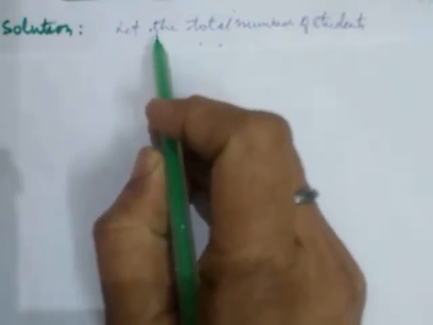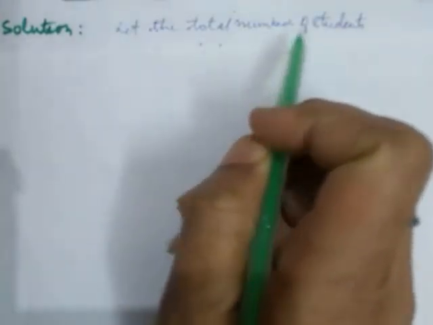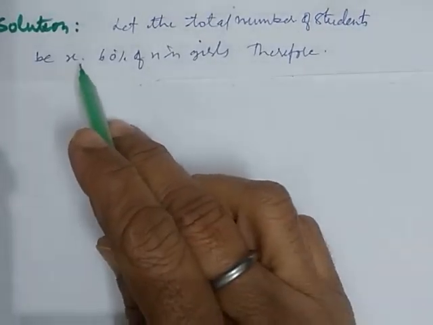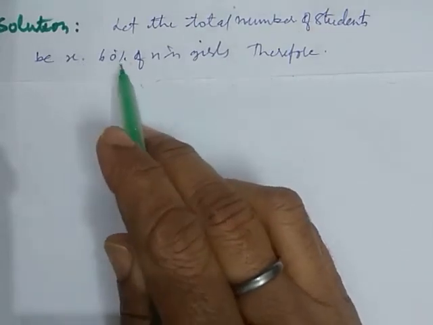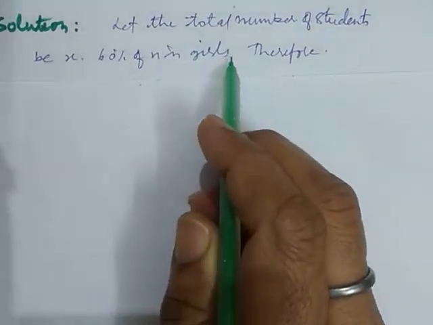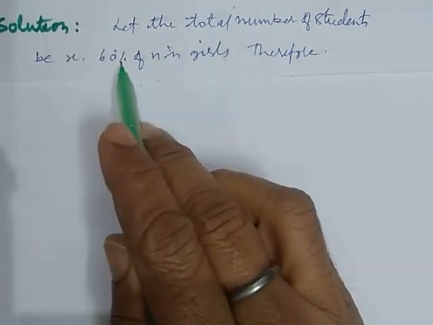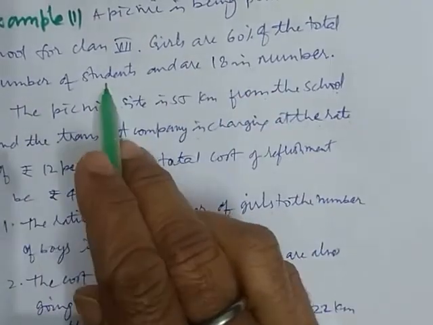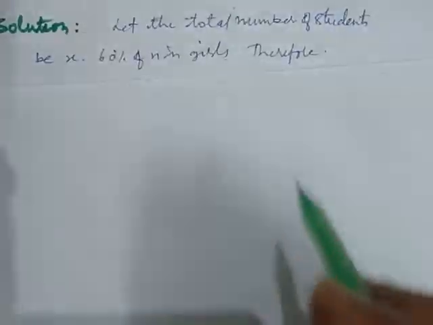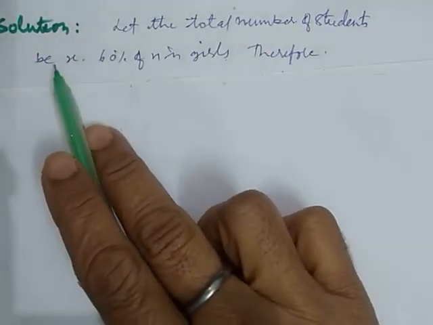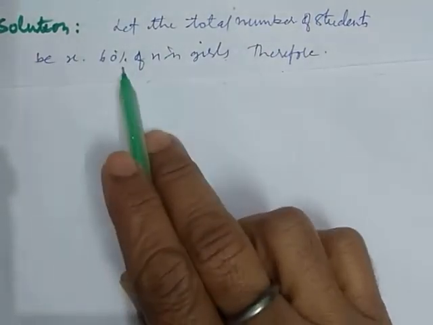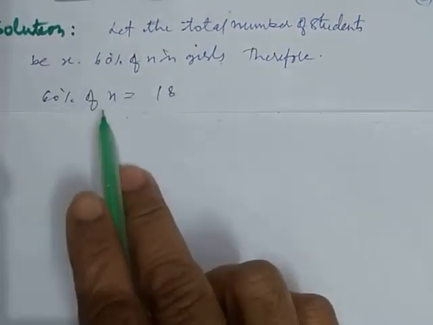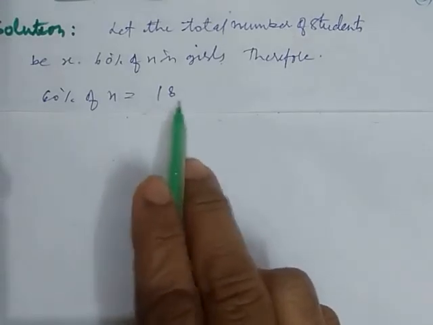Now we start. Let the total number of students be X, okay. 60% of X is girls. According to the question, the girls are 60%, okay. Here is the question: the girls are 60% of the total number of students and they are 18 in number. So here the total number of students is X. 60% of X is girls. Therefore, 60% of X is 18. This is provided to us.